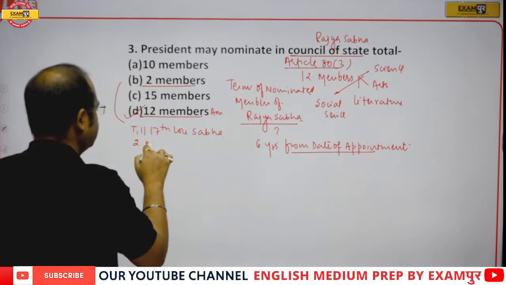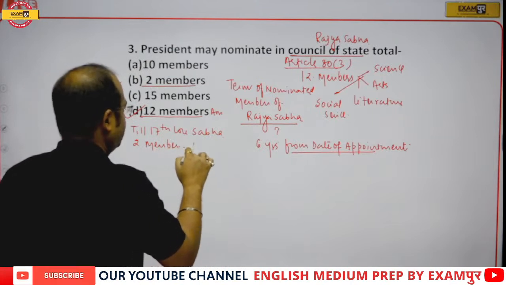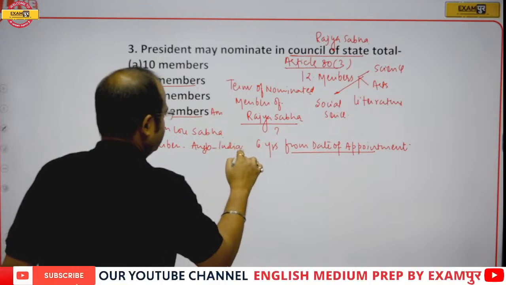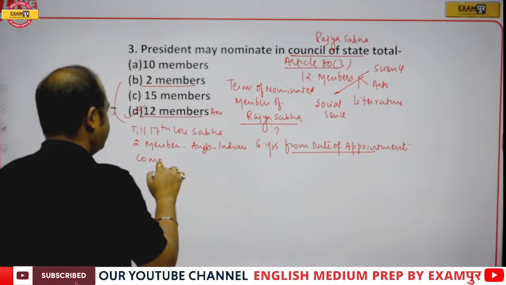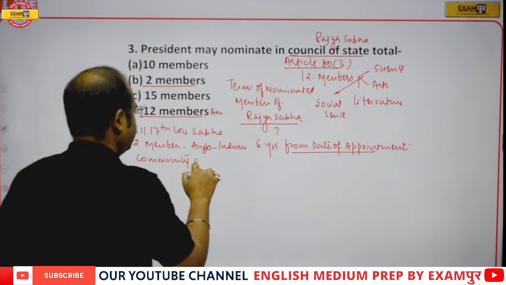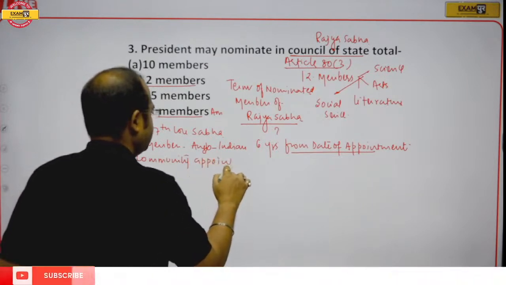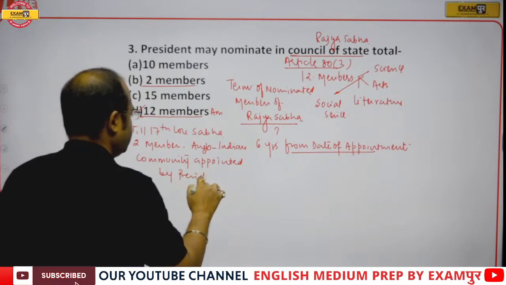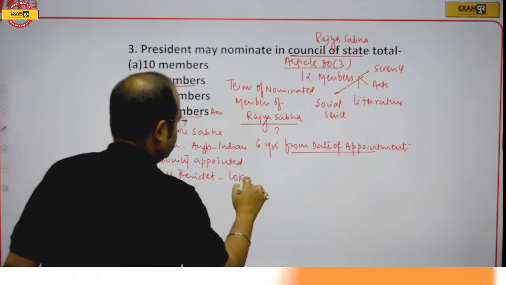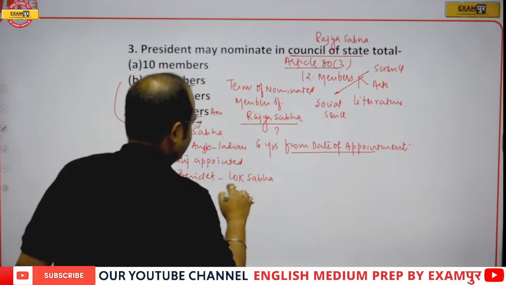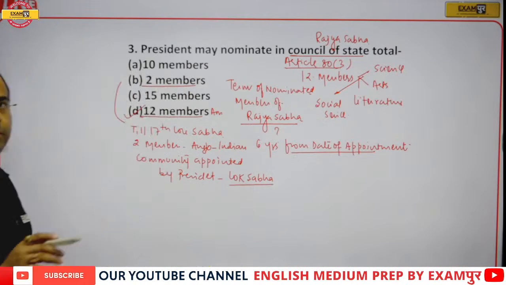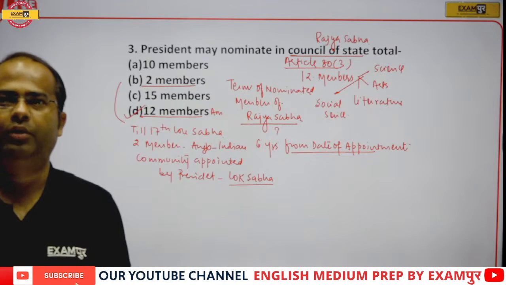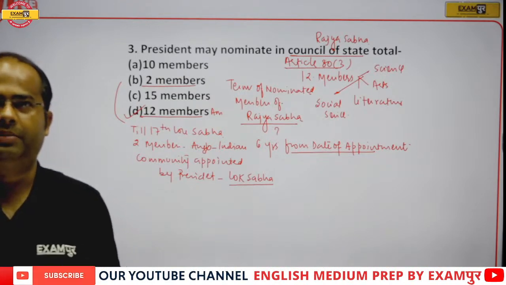2 members from Anglo-Indian community is appointed by President in Lok Sabha. So this is till 17th Lok Sabha. From 18th Lok Sabha, there will be no nominated member. There will be no nominated member from the Anglo-Indian community that will be appointed by President.